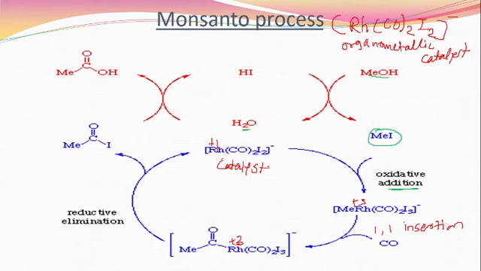Okay, but in the Monsanto process we get the acid. Then how do we get the acid? Here in this process, what happened in the first step? This HI and MeOH are reacted together, and there is a formation of what? MeI and a water molecule. This byproduct water molecule is reacted with this MeCOI, then there is a formation of what? MeCOOH, and there is a removal of what?